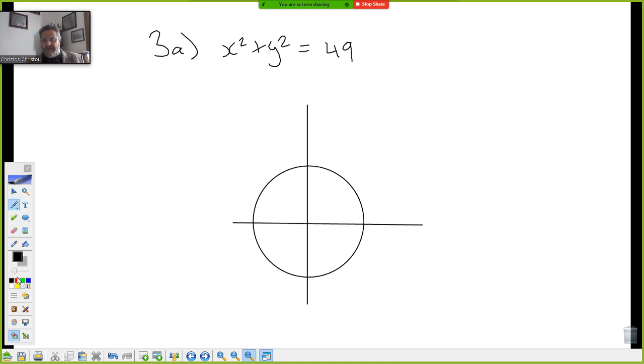Now, let's go back to red. Sketch the graph of each of the equations. Well, I'm just doing 3a for now. And label any intersections with the axes. Okay, great. Well, that's my framework. Any idea what the radius is, anyone? Now's the time to unmute yourself and talk. 7. Yeah, it's 7. So the radius squared is 49. So the radius is going to be 7. That's it. So what's that coordinate right there?